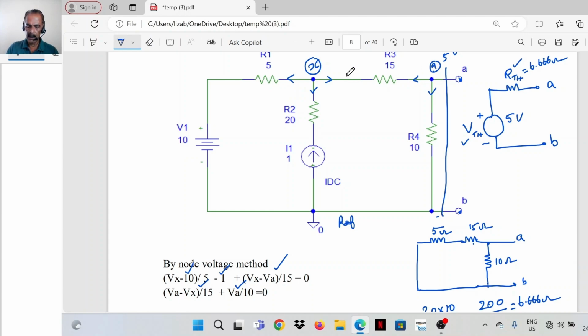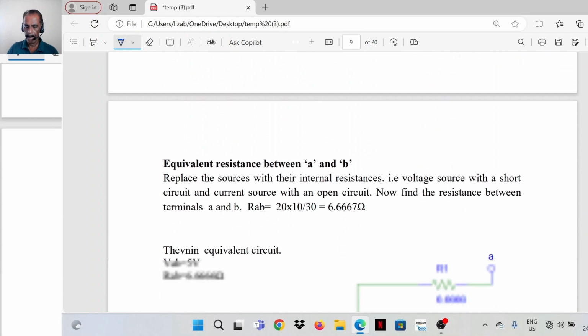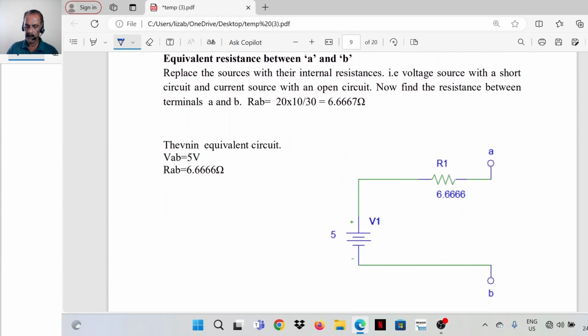So the network across terminals A and B is replaced with an equivalent voltage and a series resistance. The voltage is the open circuit voltage between A and B, in this case 5 volt, and the equivalent resistance is 6.66 ohm. So this is the circuit. Now this is the Thevenin equivalent circuit.